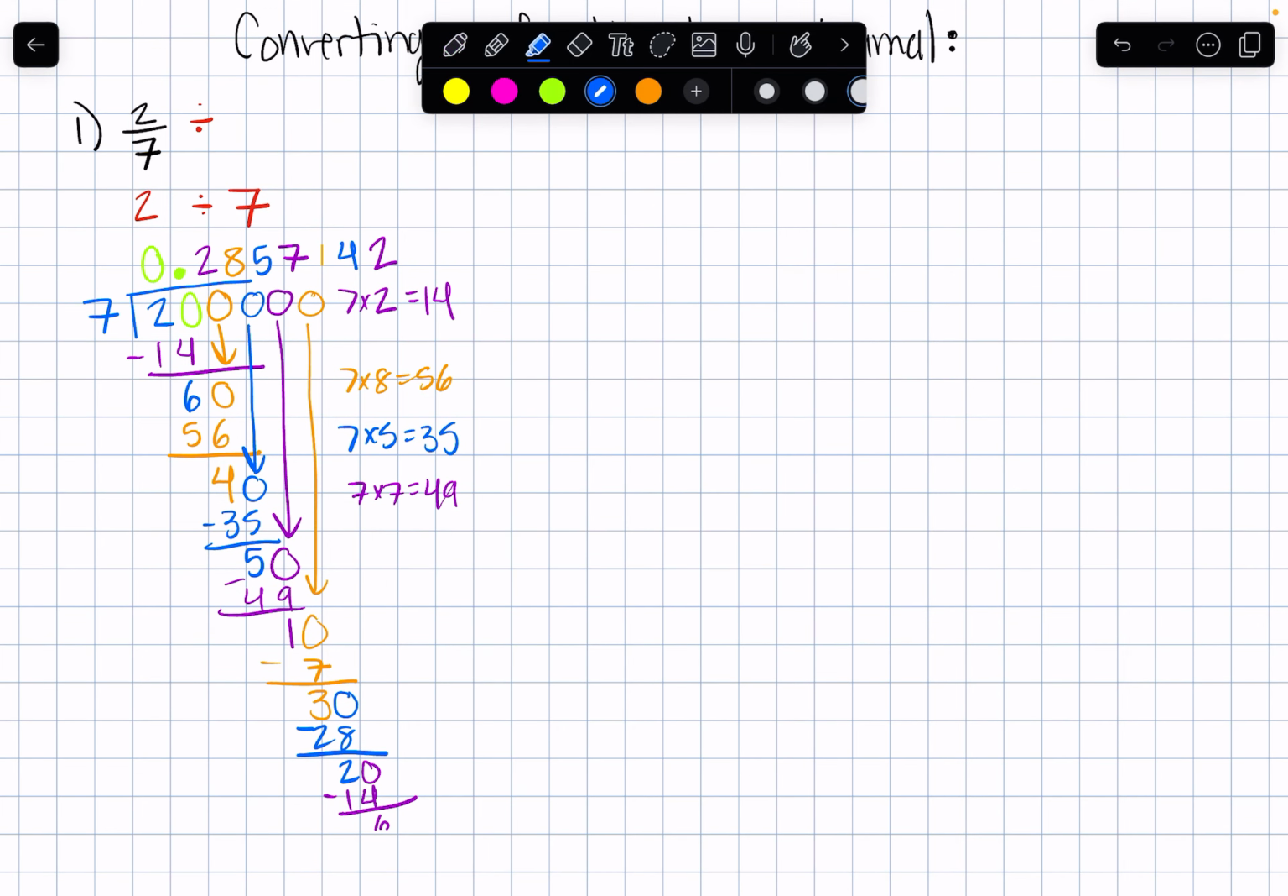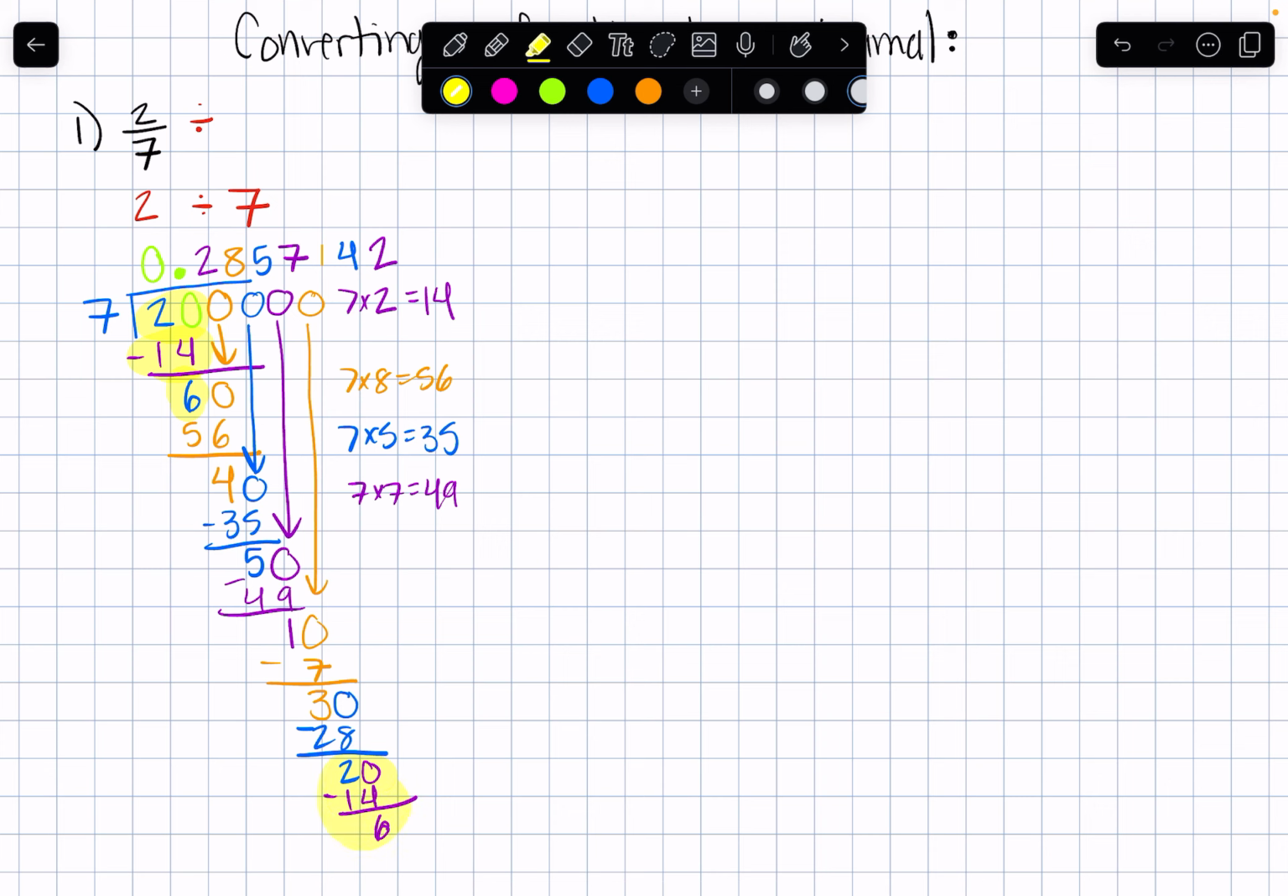Right here is where you can see a pattern start to emerge because previously we already had 20 right here, and we subtracted 14 and we got 6, and now we're back to getting 20, subtracting 14, and we have 6.